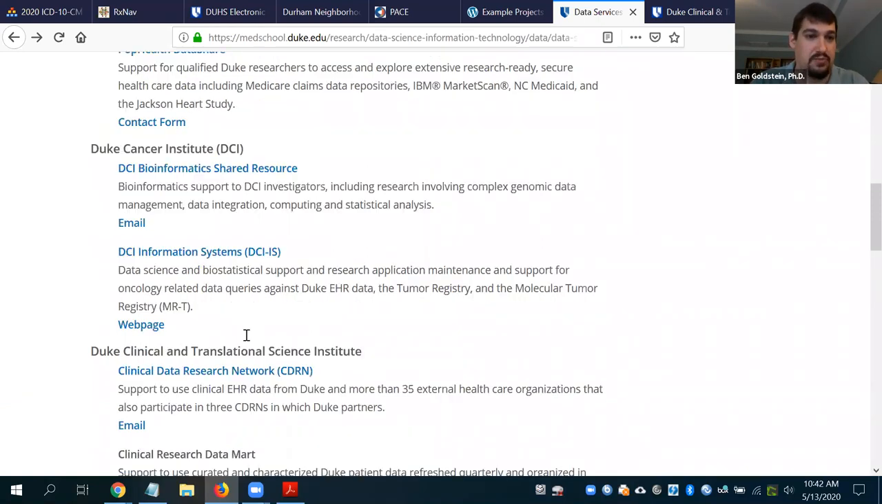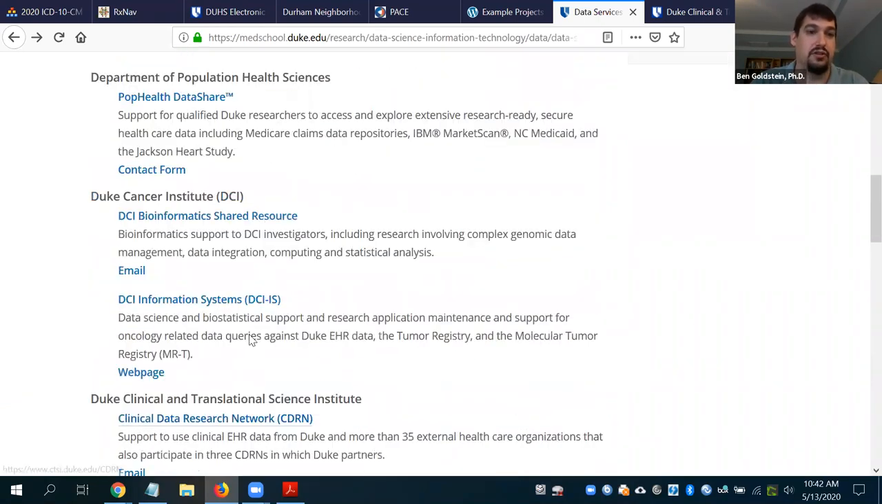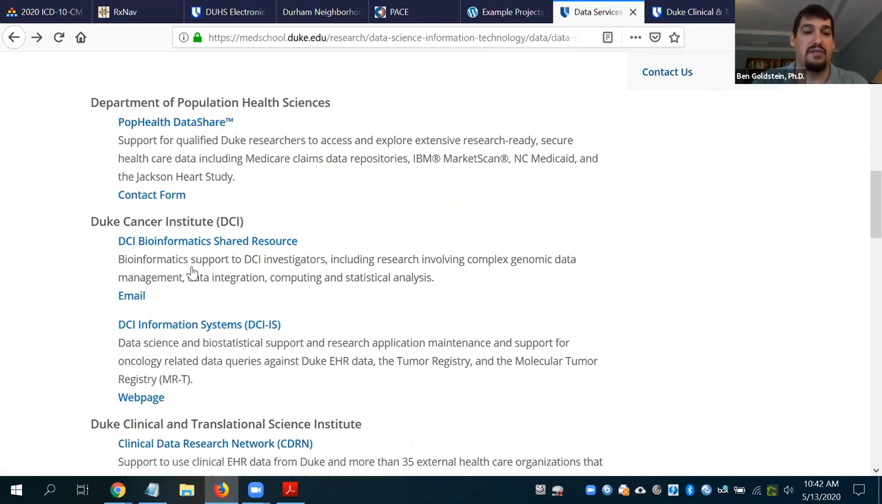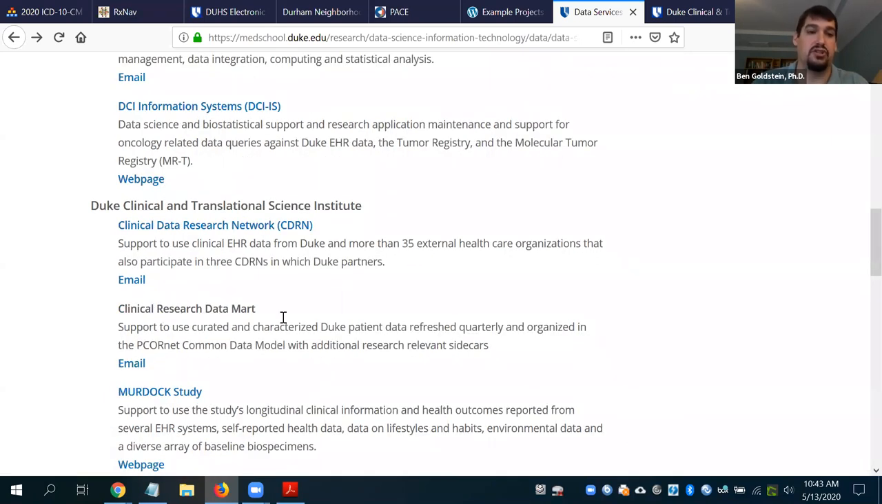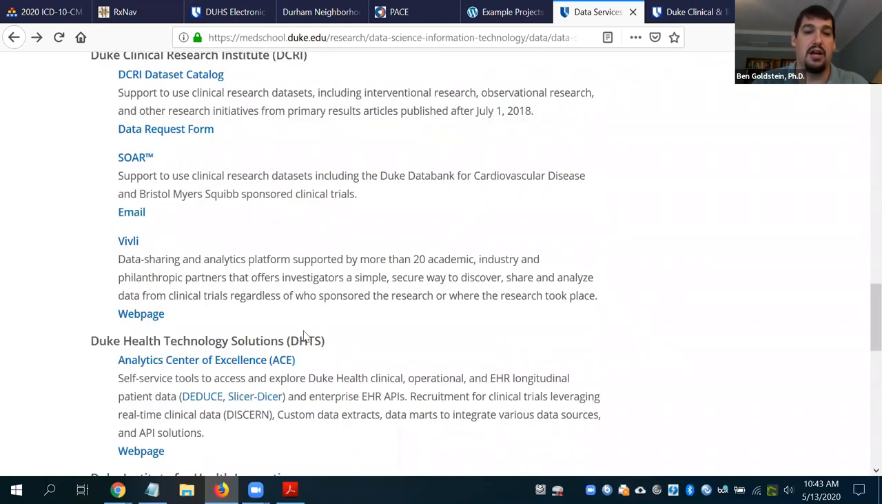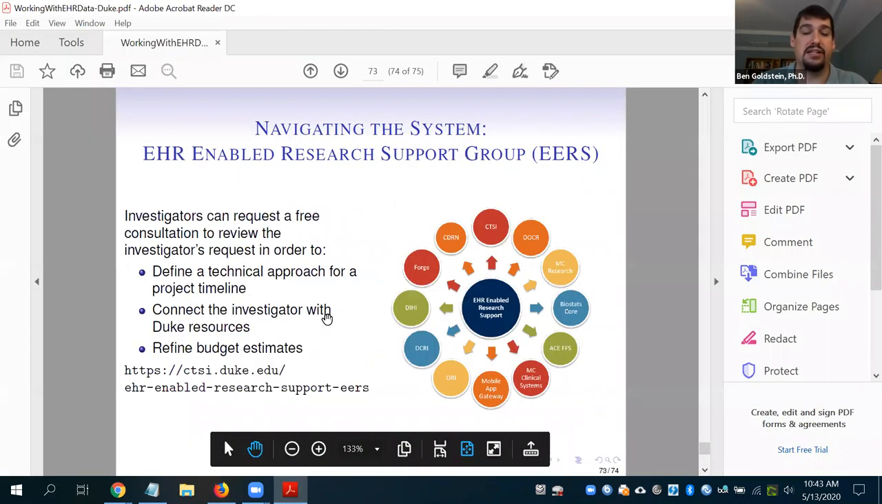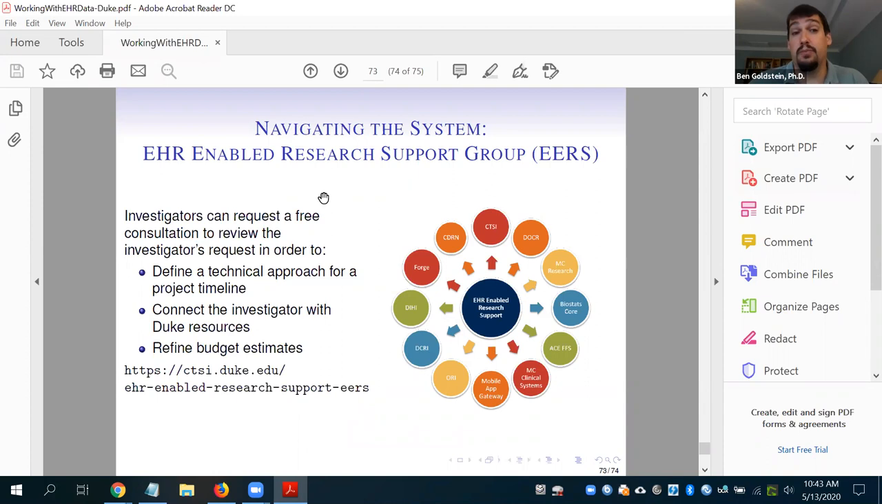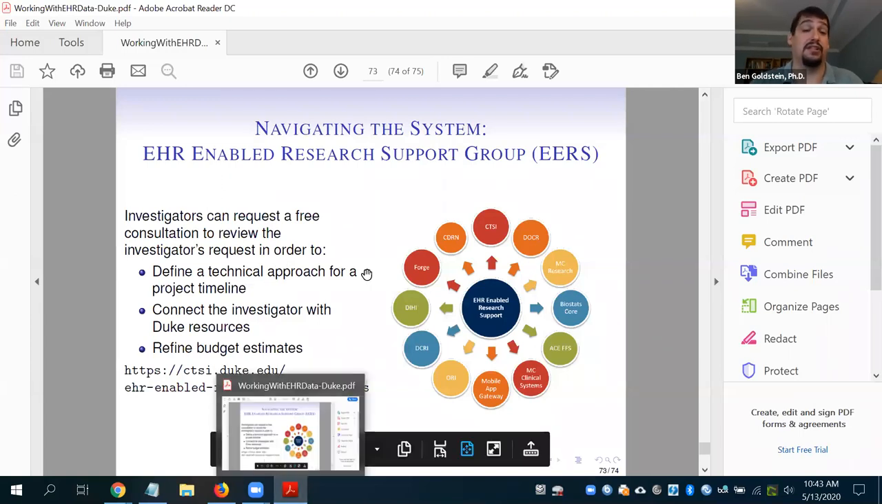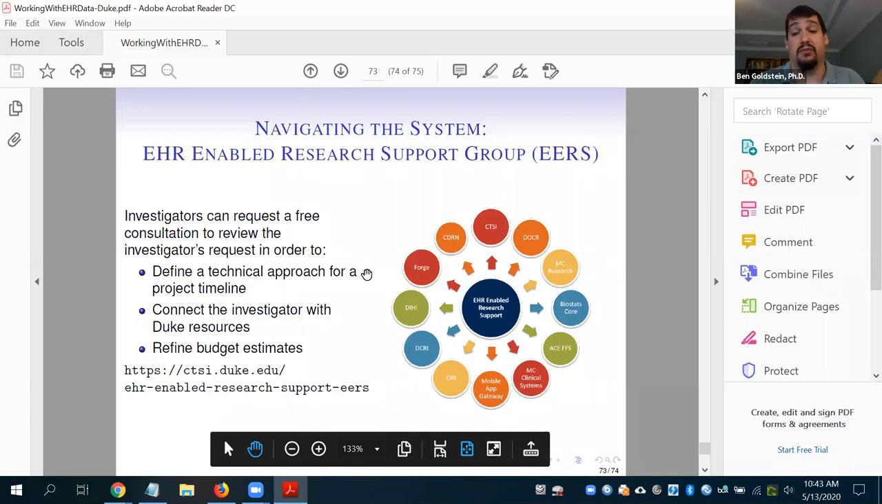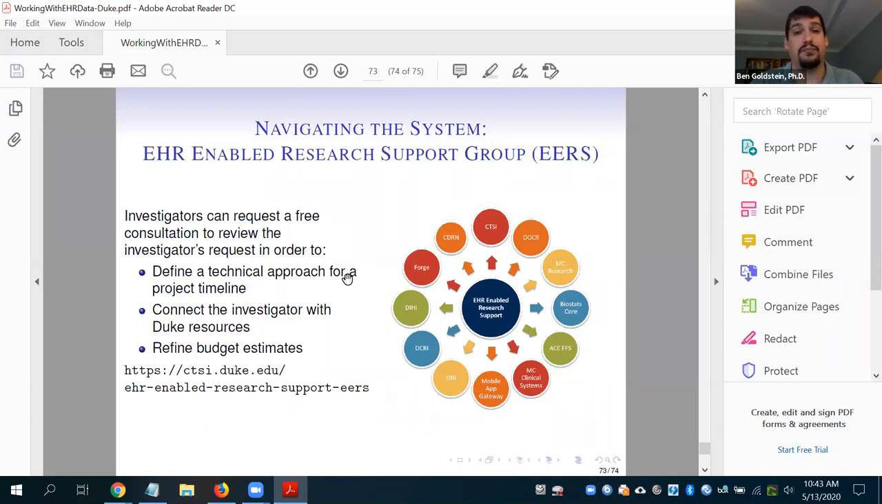I'm thinking about this, Giovanna, we should probably add some of DUPRI's data to this, but data from Population Health, data from Cancer Institute, the Clinical Research Data Mart, DCRI data. So this is a great resource for folks to find specific information on navigating the EHR system. DHTS has put together the EARS group, which stands for EHR Enabled Research Support Group. Again, it can help users understand how to navigate this system and help connect them with the right data resources for their project.